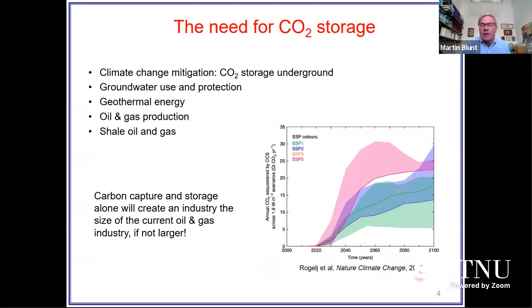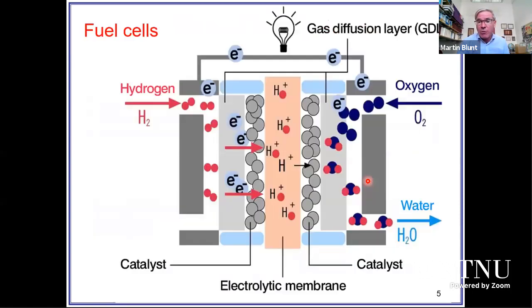And if we look here, this is an assessment from a couple of years ago. We're looking here under various scenarios to prevent dangerous climate change at around 20 to 30 gigatons of CO2 stored per year. That's an industry that is as large, if not larger, than the current oil and gas industry. And it's absolutely essential if we're going to avoid dangerous climate change, because otherwise we will continue burning fossil fuels somewhere in the world without dealing with that problem.